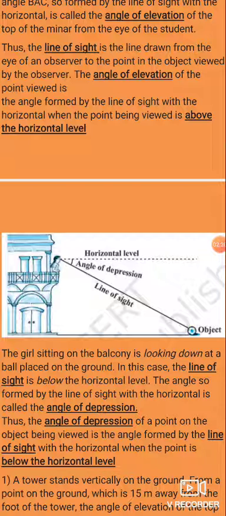So, listen carefully. In this case, the angle of depression is the angle formed between the line of sight and the horizontal level, or we can say the horizontal view of that girl. So, the angle formed between the line of sight and the horizontal level is called what? Angle of depression. So, in the second case, the angle of depression is always below the horizontal level.